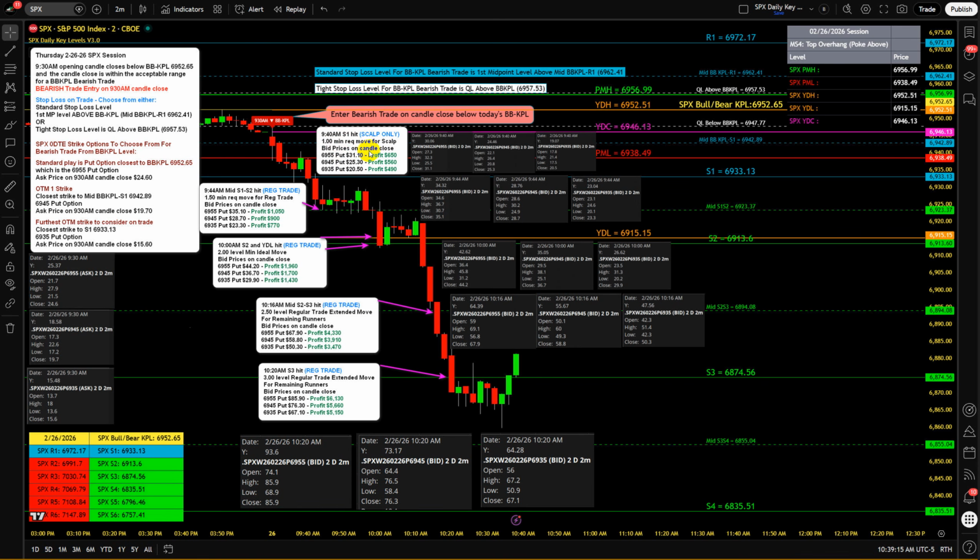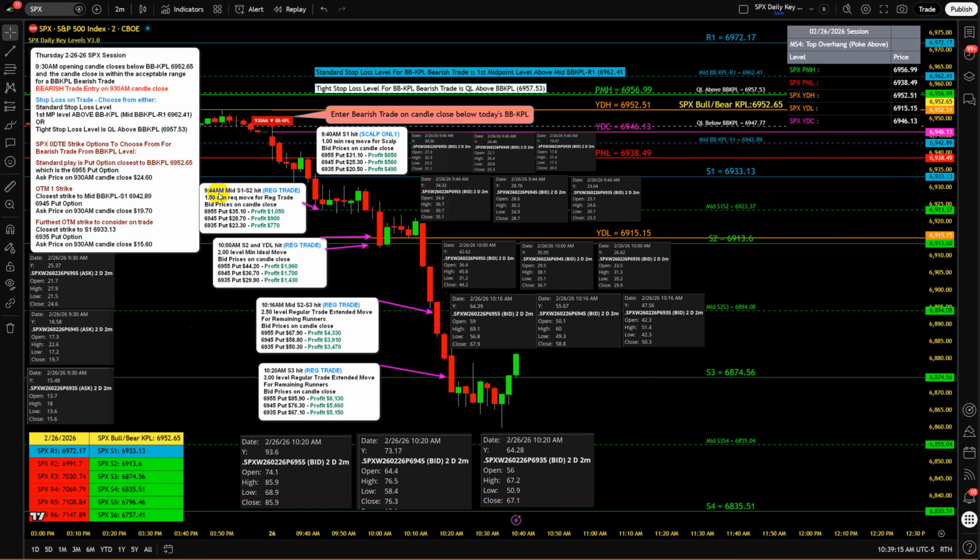And then here are the bid prices on the candle close. For the 69.55 put, 31.10 is the bid here on the candle close of the 9:40 a.m. candle. That's a profit of $650 per contract. On the 69.45 put, the bid is 25.30 on the candle close. That is a profit of $560 per contract. On the furthest out of the money 69.35 put, the bid is $20.50 on the candle close, and that is a profit of $490 per contract.